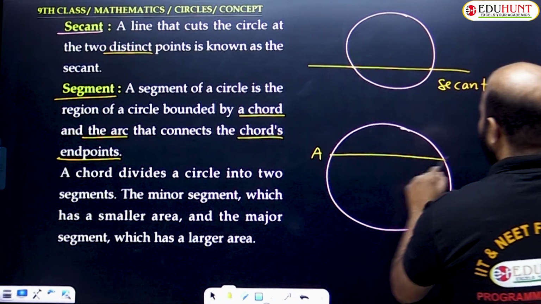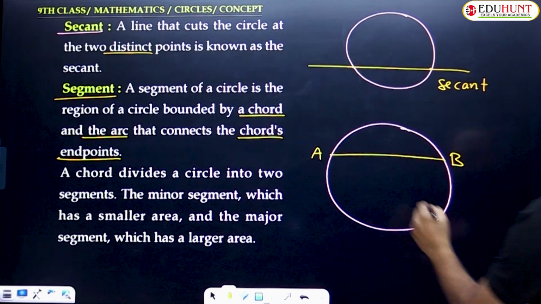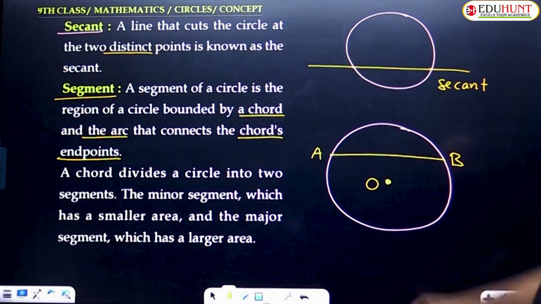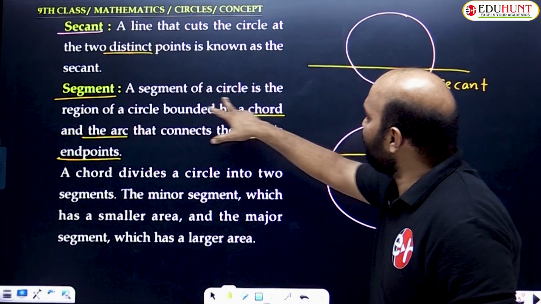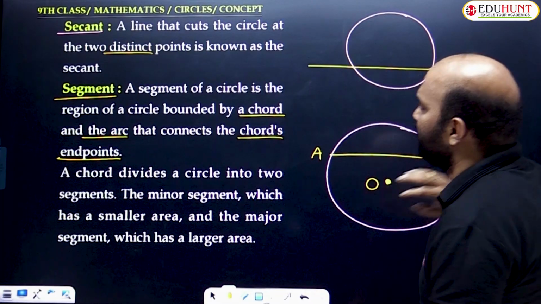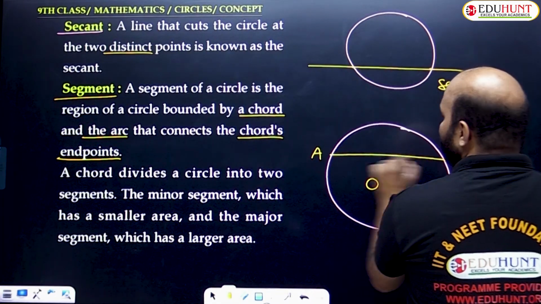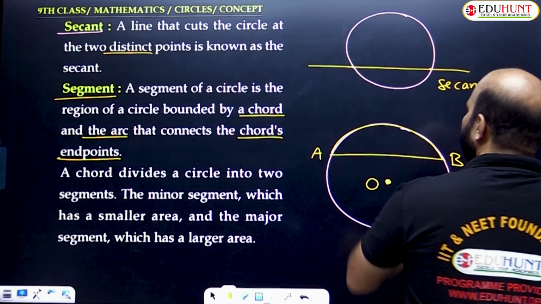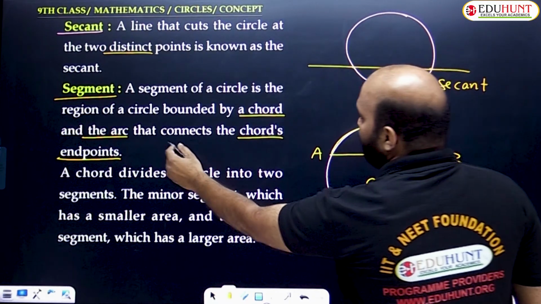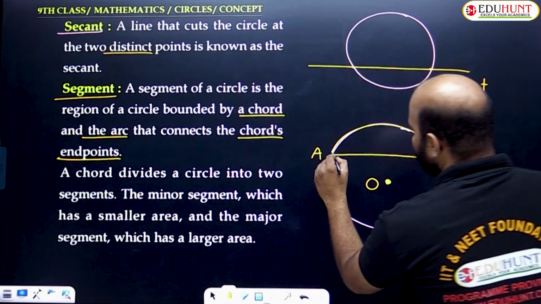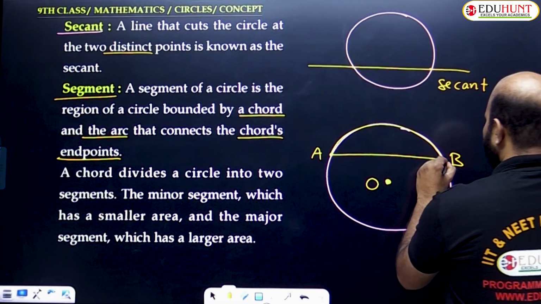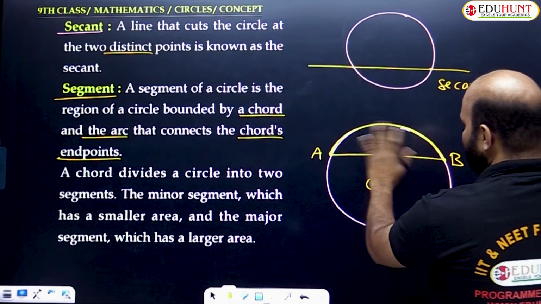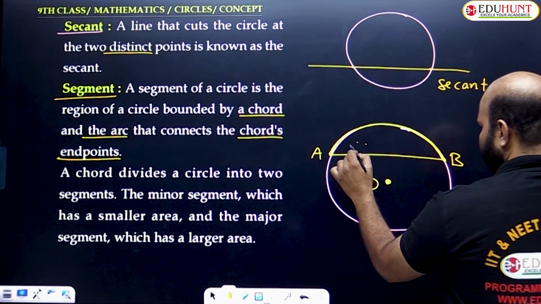So let us consider AB is a chord. Am I clear? The center is O. So what I have given is the definition of a segment: a segment of a circle is a region of the circle bounded by a chord, AB is a chord, and the arc. This is an arc, so it is also an arc, that connects the chord's endpoints. A and B are endpoints. Am I clear? This region is called a segment, just like that.